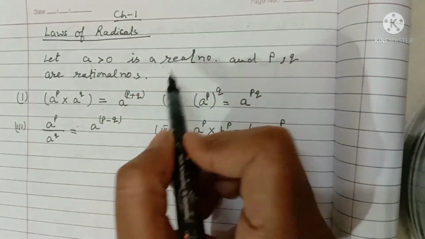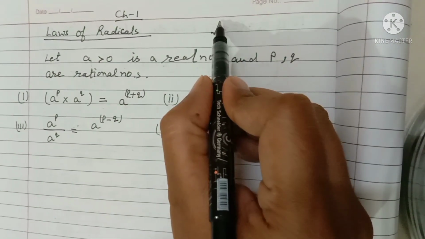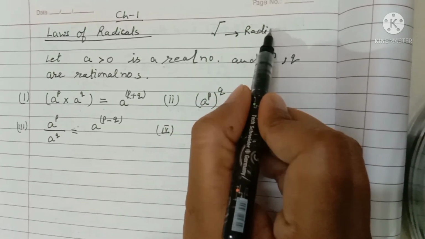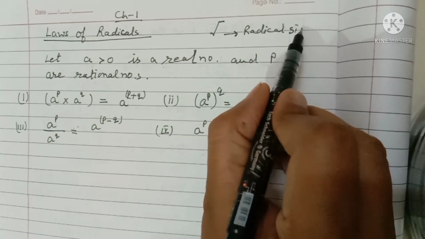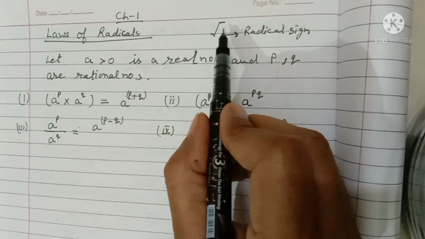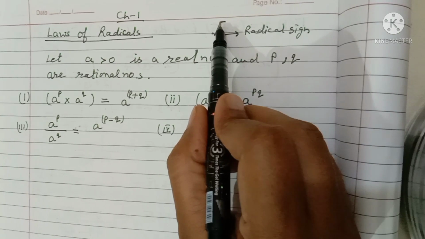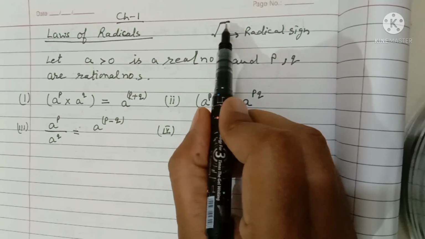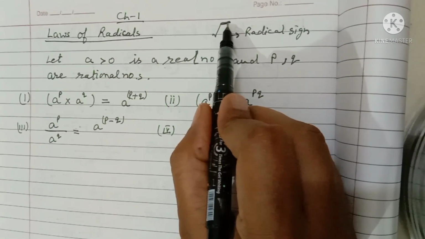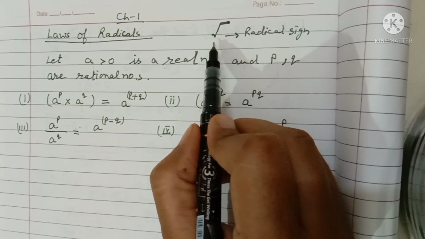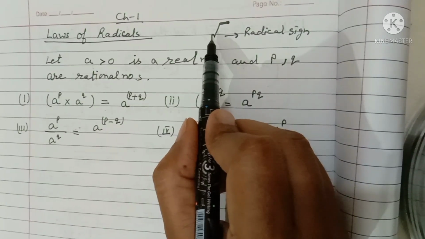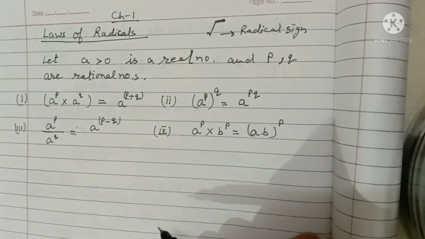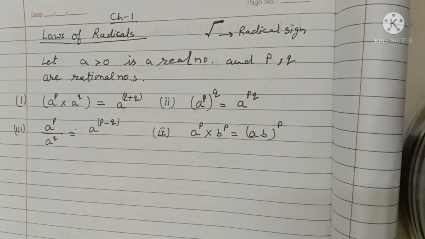Now what is the meaning of radical? This sign is called the radical sign. You use this sign for finding the square root, and this is also called the radical sign, and for this you can find the nth root of any number. Now come to the exercise.